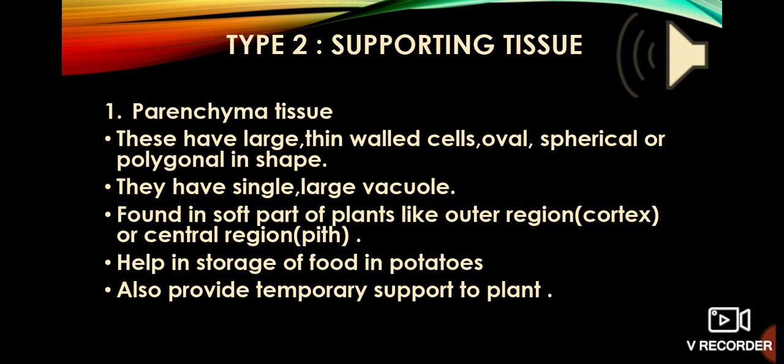Whatever section you have taken, you will see the central region. It will have different regions. The outermost region is termed as cortex. Next to cortex, the region is medulla, and the interior region is pith. So this parenchyma tissue is present in the exterior cortex region and also in the central pith region. Now these tissues mainly work as food storage tissues. So they have cells which can store food, as in potatoes, or they also act as temporary support to the plant.